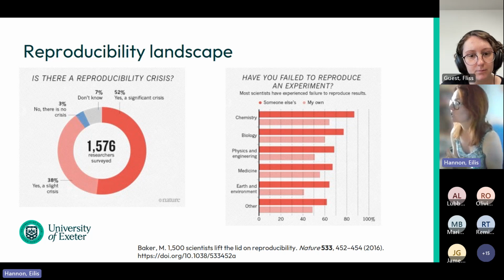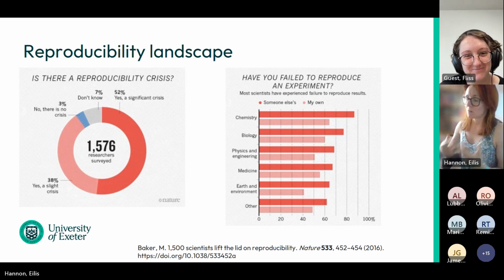scientists' attempts to reproduce results. You can see that it varies a little bit by field, but there are some quite high percentages of researchers who'd failed to reproduce results from someone else's study. And interestingly, almost as many researchers struggle to reproduce their own results, which is probably even more concerning.